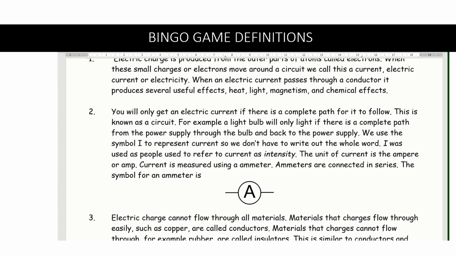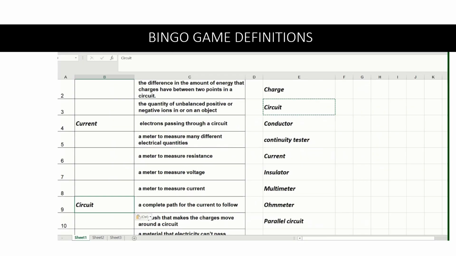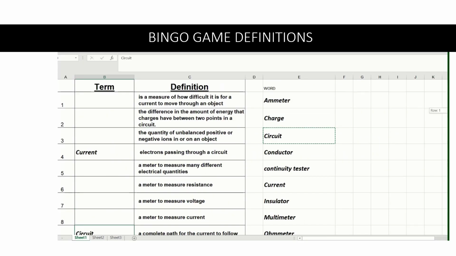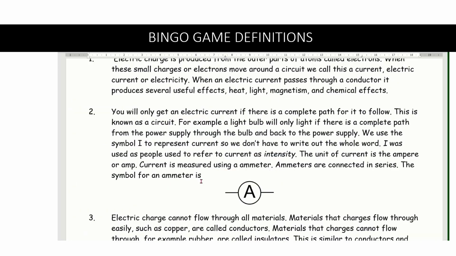Bingo! Ammeter is a device for measuring current. So let's fix that in. So here, an ammeter is a device for measuring current. Ammeter, a meter to measure current. Current is measured using an ammeter. Ammeters are connected in series. The symbol for an ammeter is A in a circle.